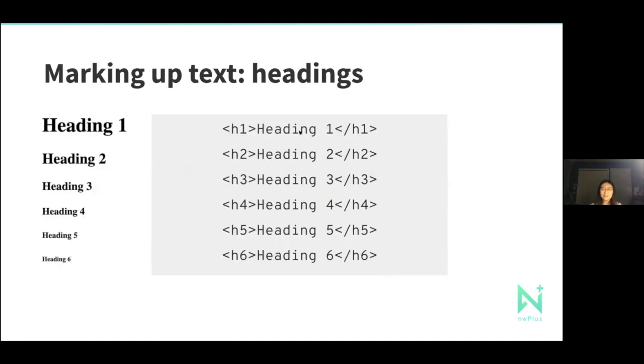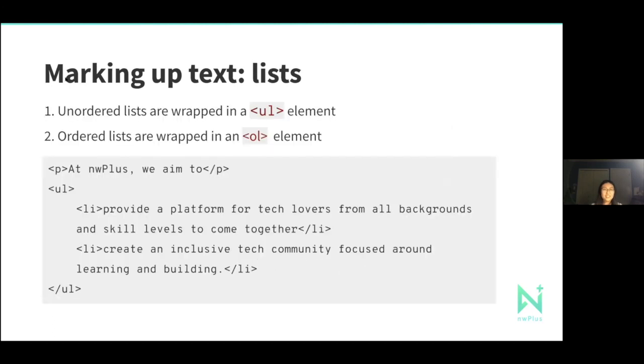Moving on, we have some other elements that are used to mark up text, and these are headings. We have different levels of headings, for example H1 to H6. Typically, people would only use H1 to H4, because the information hierarchy on a page doesn't need that many levels, but there are these other ones that you can use. In marking up text, you can also have lists. You can have an unordered list or an ordered list. With an unordered list, you would see bullet points, whereas with an ordered list, you would see numbers for the items inside. Here we just have an example. We have an unordered list here, and we would have these two bullet points for what nwPlus represents.